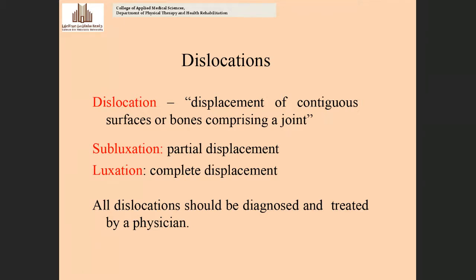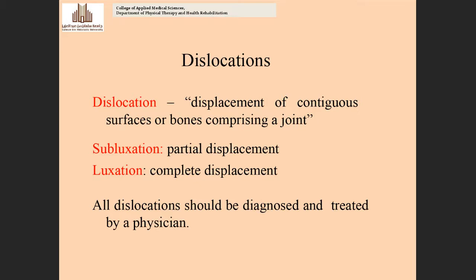Dislocations happen in the hard tissues, with separation of the joint surfaces. Dislocations happen in the joints, and joints are the meeting point of two bones, where there is a chance of separation due to abnormal and high forces. So dislocation is the displacement of the contiguous surfaces of the bones embracing a joint. This is known as a dislocation.